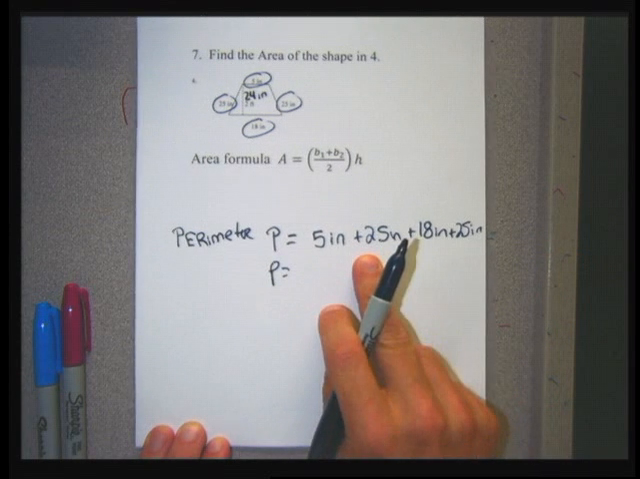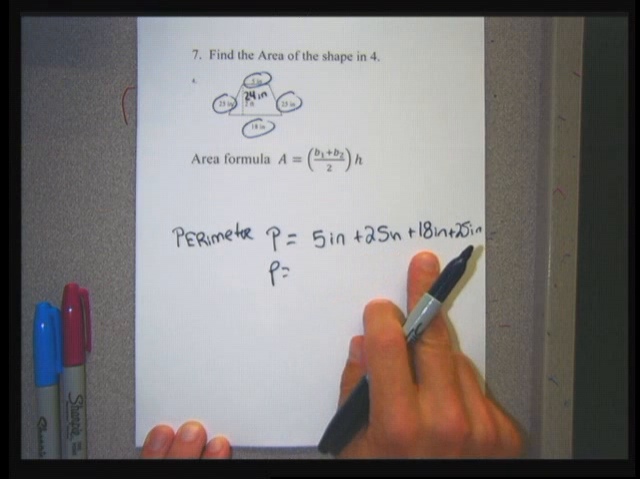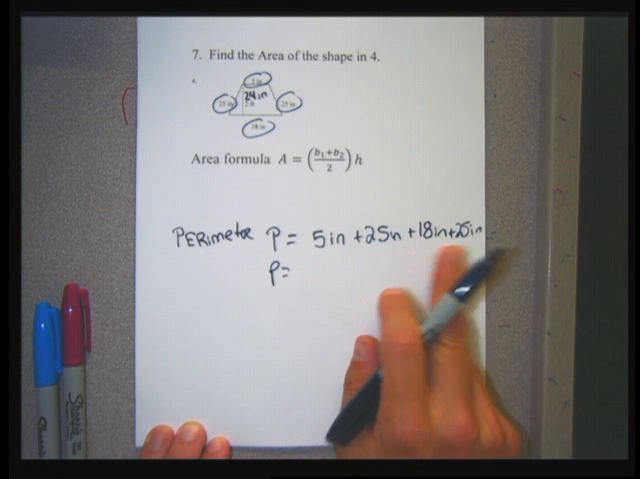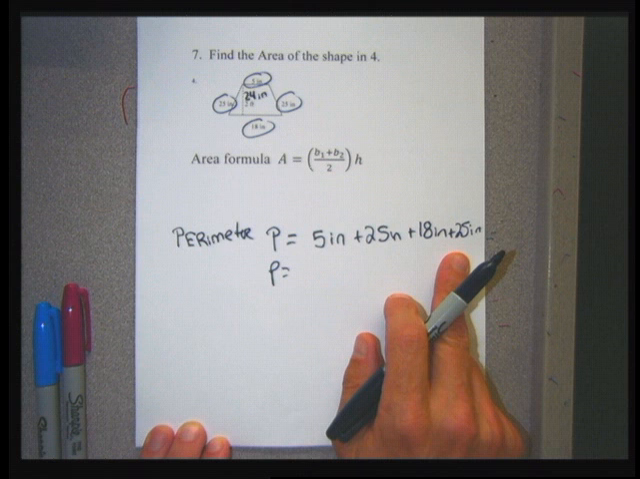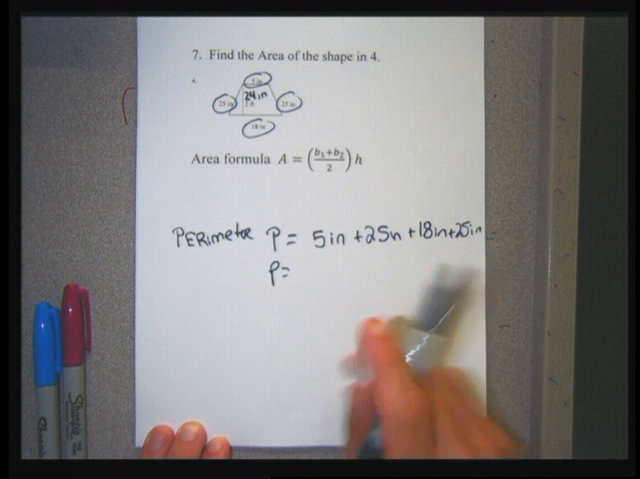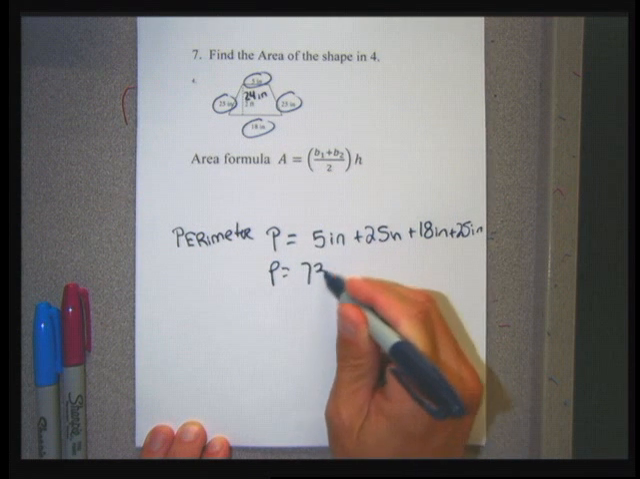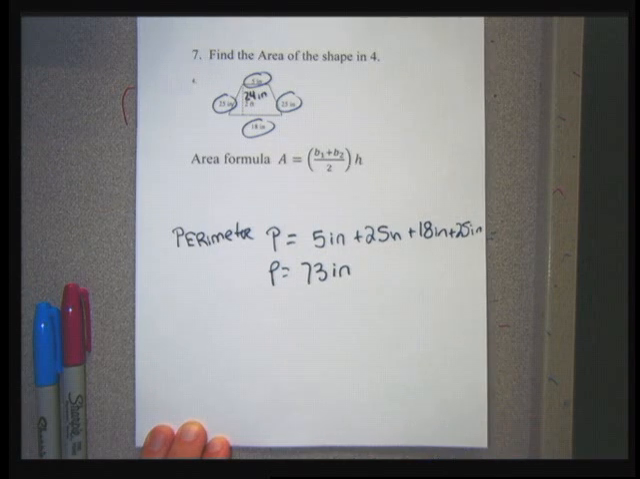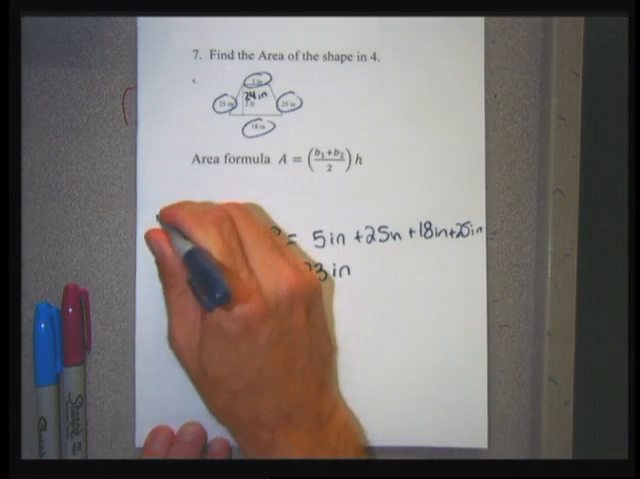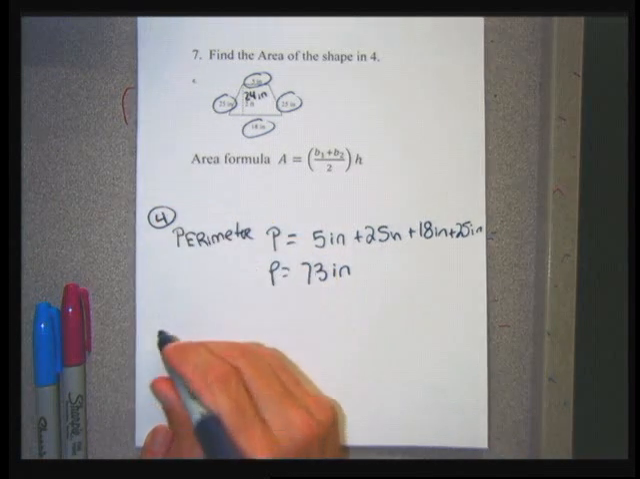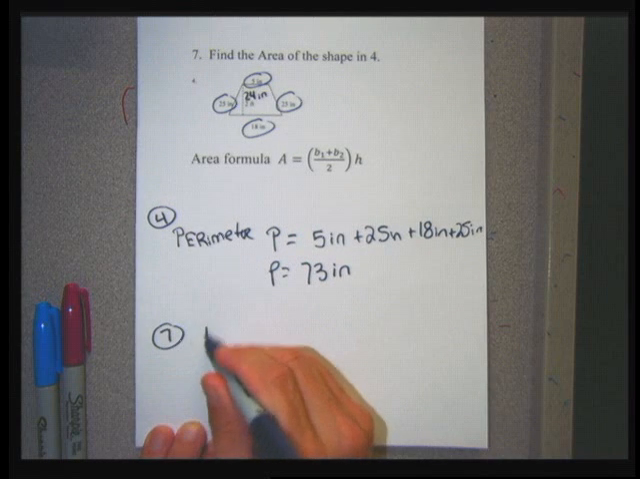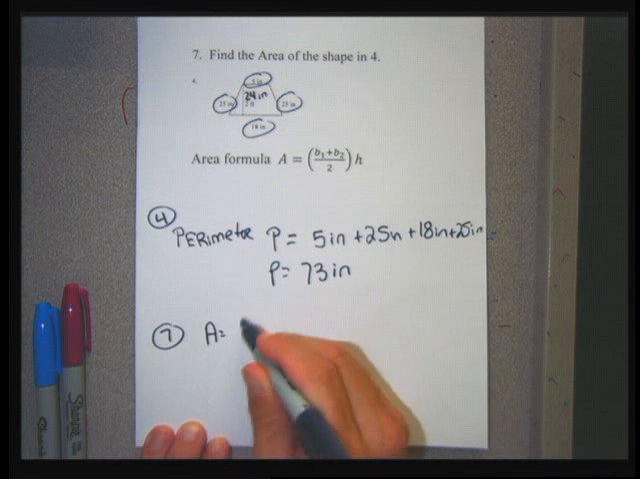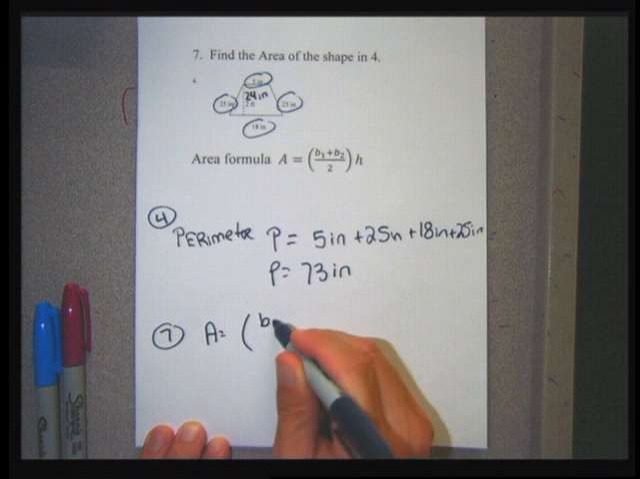5 plus 25 is 30. 30 plus 18 is 48. Plus 25 is 73. So I'm going to say the perimeter is 73 inches, and I'm not going to get square inches. So that's the answer to problem 4. It wants me to find the perimeter of that figure. 7 wants me to find the area, and I wrote the area formula for a trapezoid down just because I don't have it memorized.